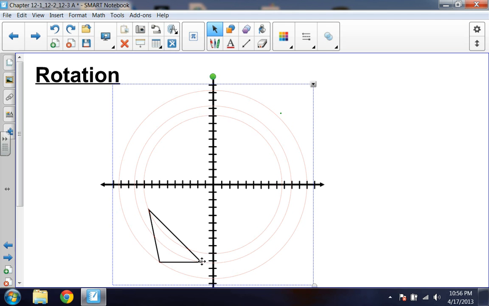Take this point and look at how far away it is from here. Let's say it's 1 unit, and again, let's say this is like 10 units down. This rotation, look at this point right here. It's 1 unit away from here, and it's 10 units or so away from here.